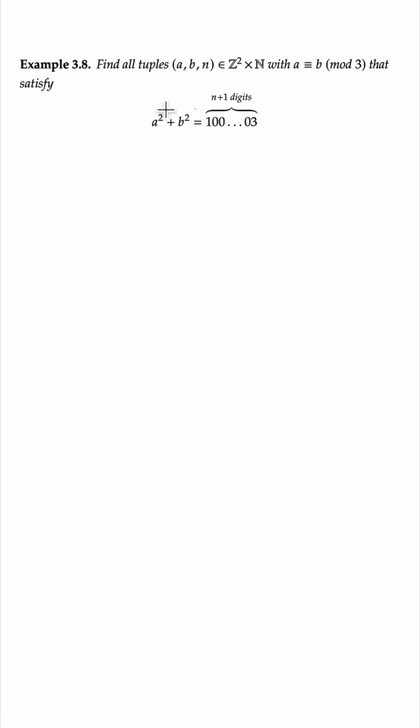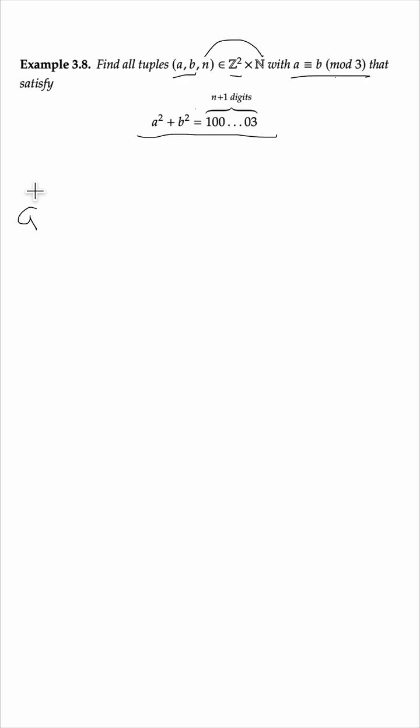Look at this problem. We want to find all tuples where a and b are integers, n is a natural number, and a must be congruent to b mod 3. So let's just take mod 3 of this equation because, intuitively, mod 3 of this equation is going to reveal something to us.